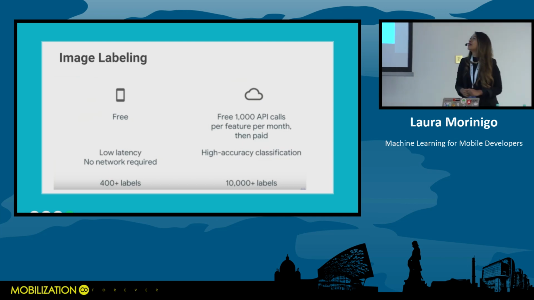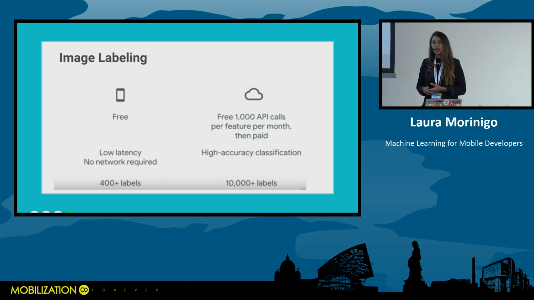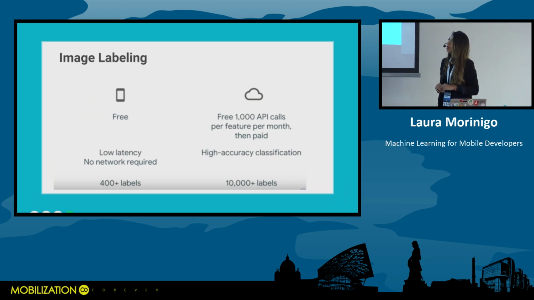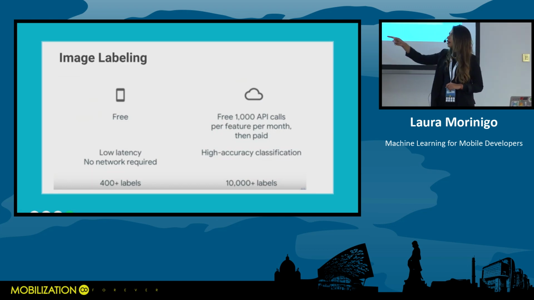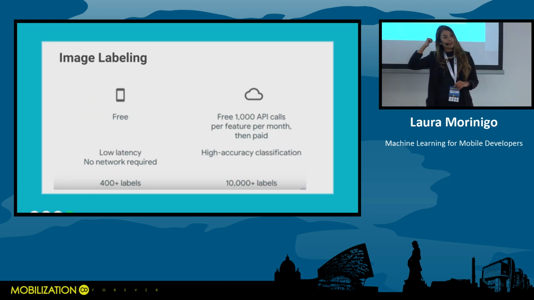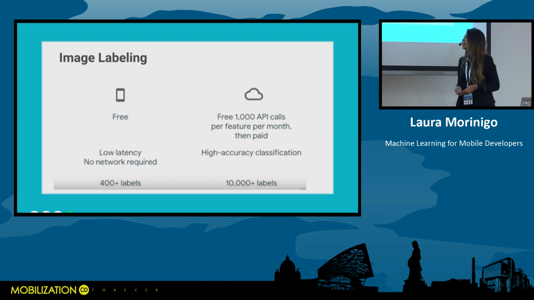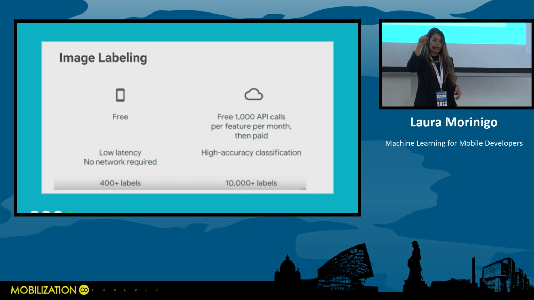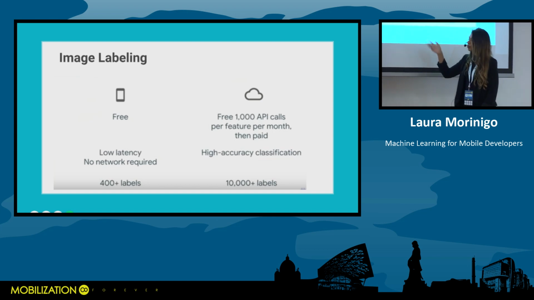OK, yeah. And then let's check an image and see what is the difference. Image labeling is one of the features of Machine Learning Kit, and one of the things that I like to play around with most. So we have two different ones, as I mentioned before. One is on-device. The other one is with cloud. On-device is free, right? And it can provide around 400 labels. The labels are the categories that can be provided with an image. And, yeah, no network required, whatever.